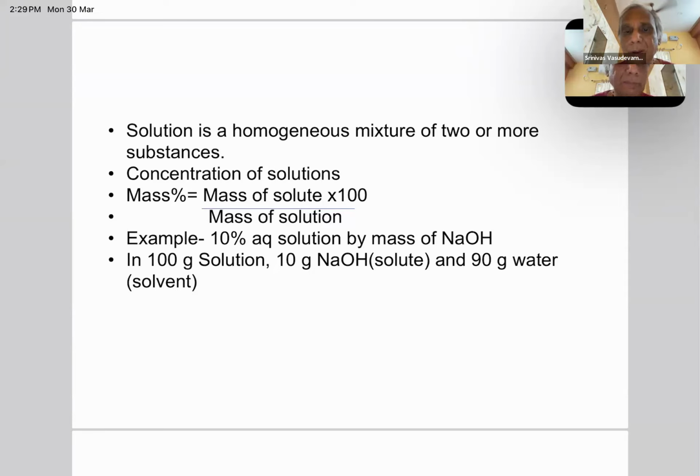If we say 10% by mass of aqueous solution of sodium hydroxide, 100 gram solution contains 10 grams of sodium hydroxide solute and 90 grams of water solvent.